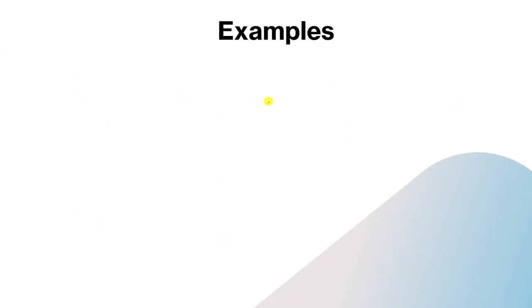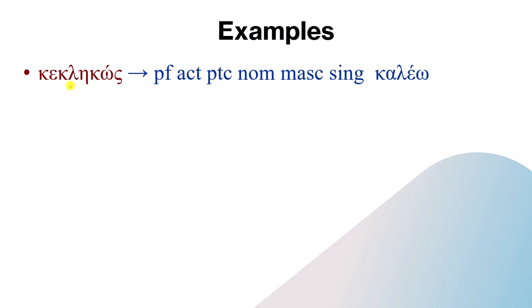So here are some examples. We have κεκληκώς. This is a perfect active participle. It's nominative masculine singular from καλέω. And so we have the perfect stem κλη together with the reduplicated κε. And then we have another kappa. This is the tense formative. Then we have the participle morpheme omicron tau. When that tau bumps up against the sigma ending for the third declension, the tau drops out and the omicron lengthens to omega.